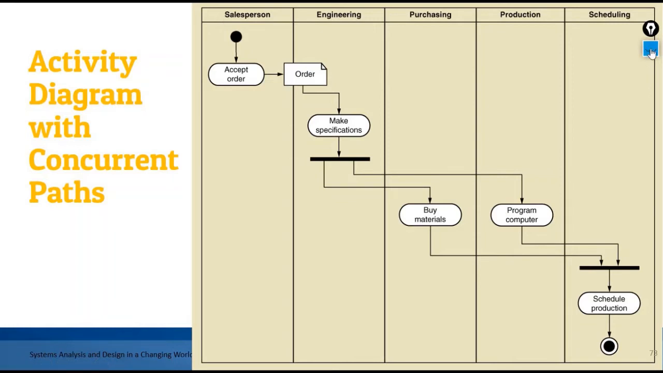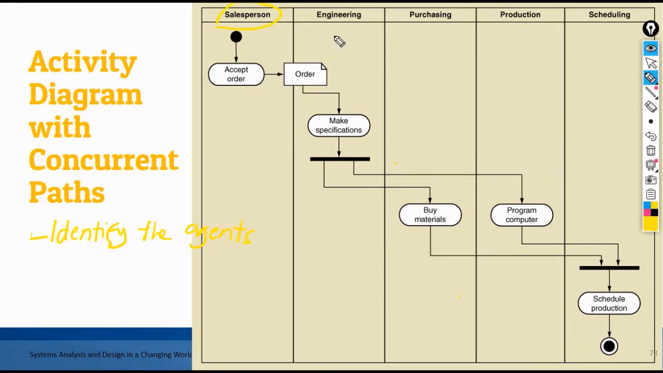Let's just write that. You identify the agents to create appropriate swim lanes. So, for example, you identify these agents here: the salesperson, engineering, purchasing, production, and scheduling.